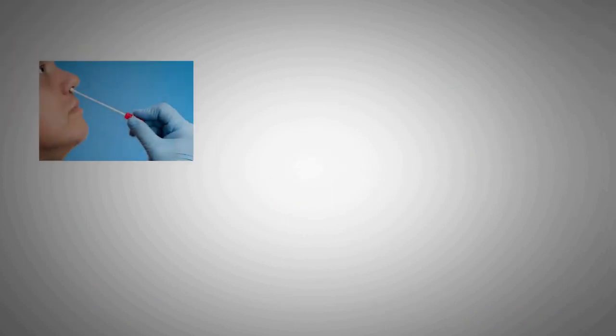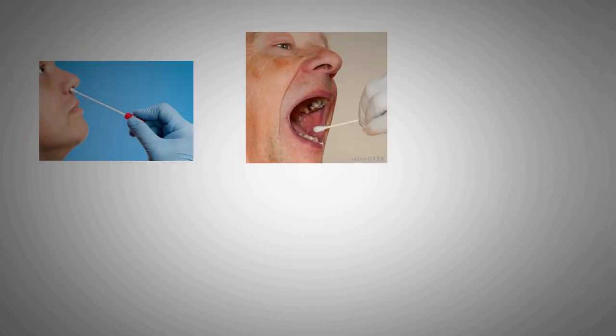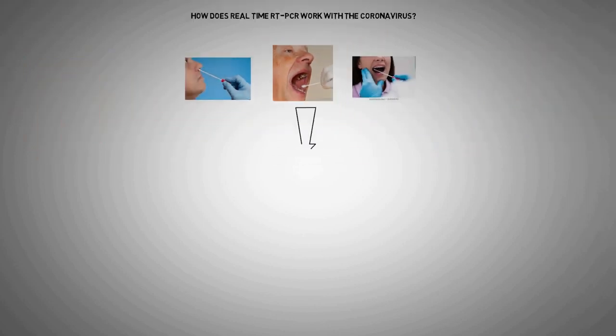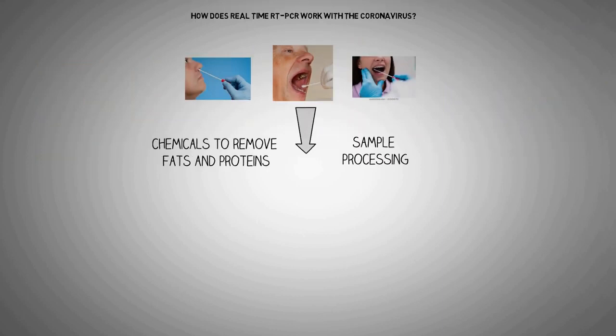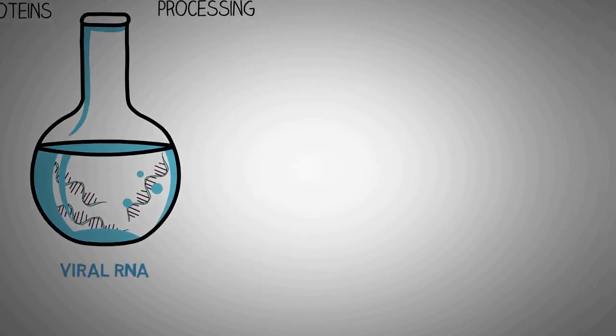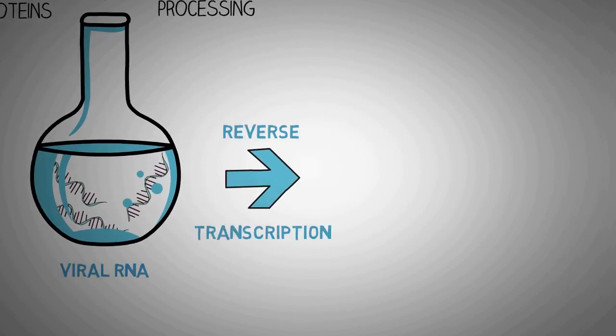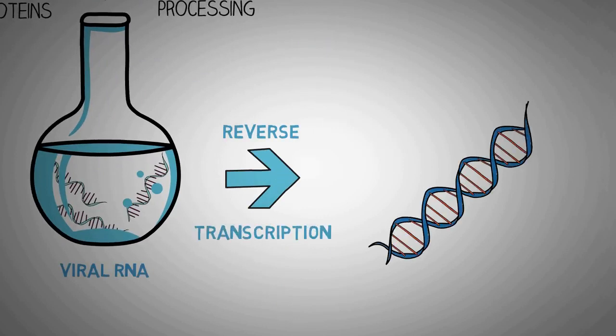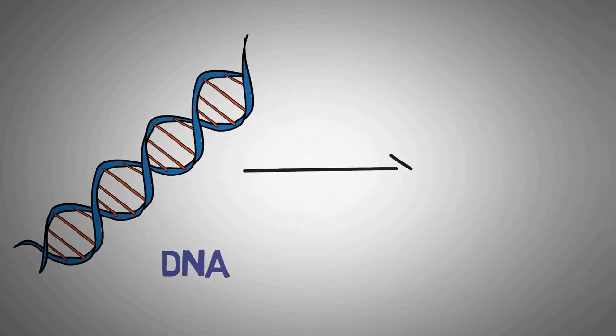A sample is collected from parts of the body where the coronavirus gathers, such as the person's nose or throat. The sample is treated with several chemical solutions that remove substances such as proteins and fats and extract only the RNA present in the sample. This extracted RNA is a mixture of a person's own genetic material and, if present, the coronavirus's RNA. The RNA is reverse transcribed to DNA using a specific enzyme, and from here onwards the process is similar to that of a PCR.